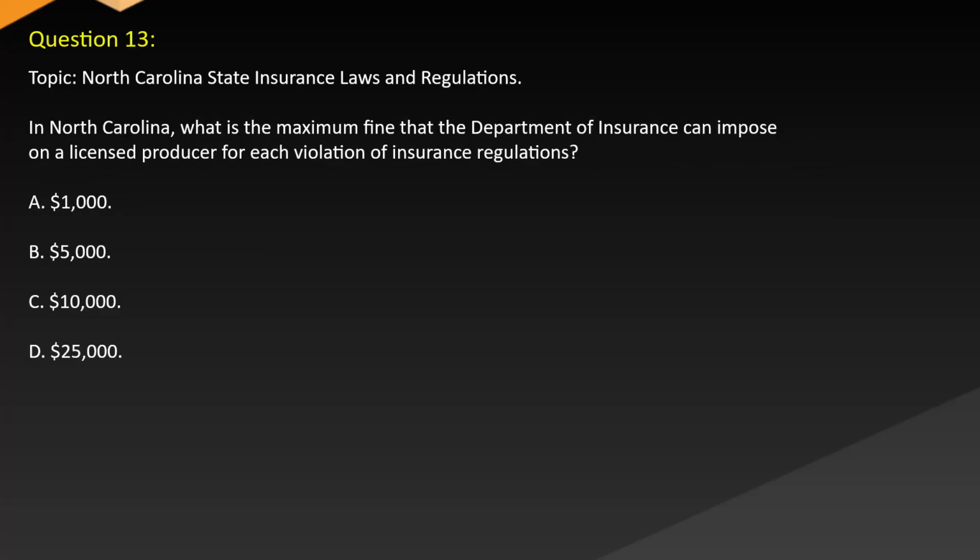Question 13. Topic: North Carolina state insurance laws and regulations. In North Carolina, what is the maximum fine that the Department of Insurance can impose on a licensed producer for each violation of insurance regulations? A. $1,000. B. $5,000. C. $10,000. D. $25,000.